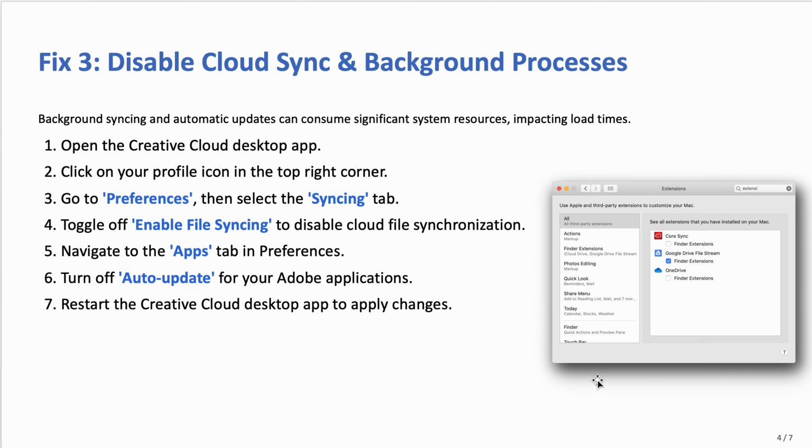Toggle off the file syncing to disable the cloud file synchronization. Navigate to the Apps tab in the Preferences and turn off auto update for your Adobe applications. Then restart the Creative Cloud desktop app to apply the changes.